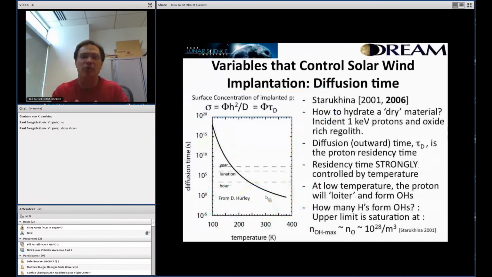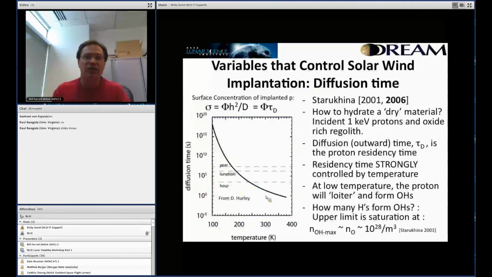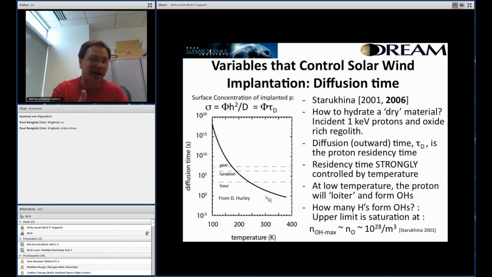One of the big variables that I think is underappreciated is diffusion. Once you implant, the H's can diffuse back out. The diffusion time can be thought of as a proton residency time, and that residency time is a strong function of temperature. What I show here in this figure from Dana is that over the temperature range you typically get at the equator region of the moon, your diffusion time can change by nearly 20 orders of magnitude. So it's an exponential amplifier in some sense.